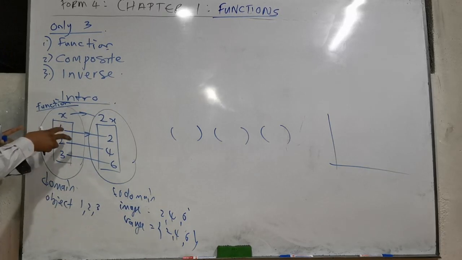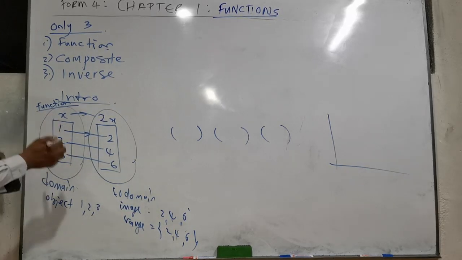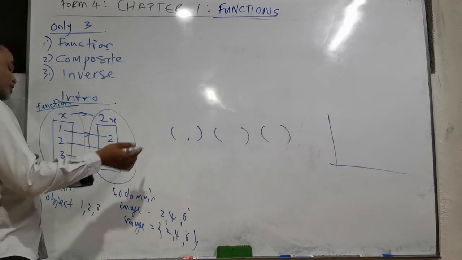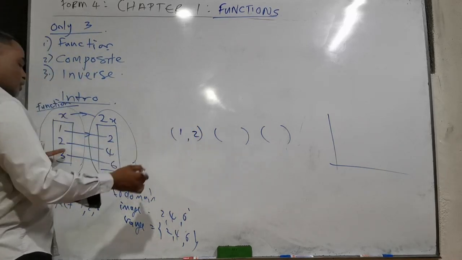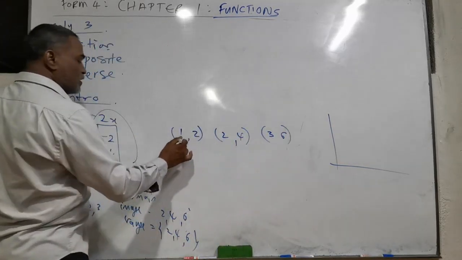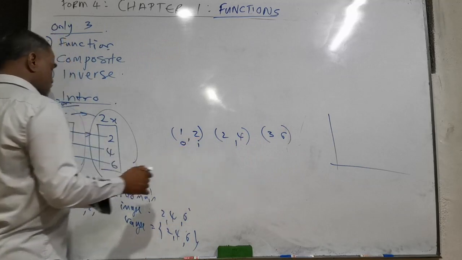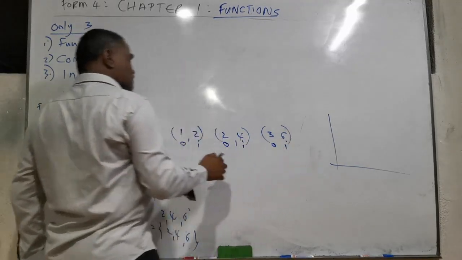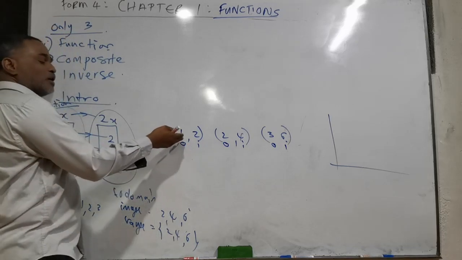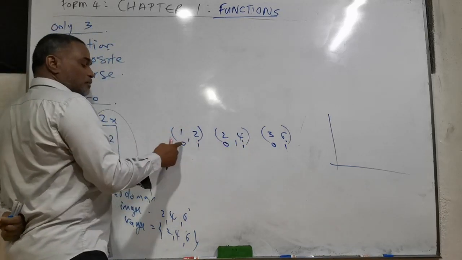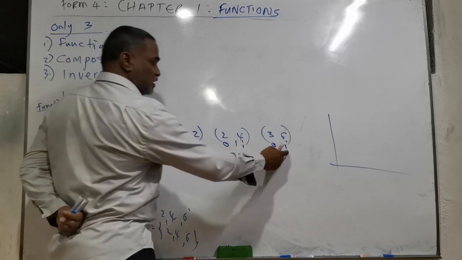So the function in the arrow diagram we can show as ordered pairs. Ordered pairs means we show it in coordinate form. We write (1, 2), (2, 4), (3, 6), where 1 is called object and 2 is called image. For example, what's the image of 1? You say that's 2. What's the object of 4? You say 2. So this is object, this is image, object, image, object, image.